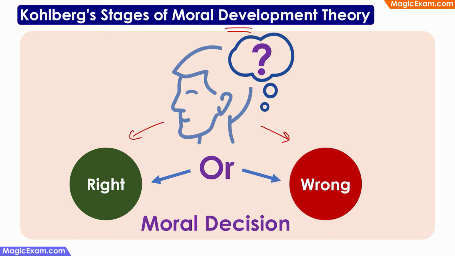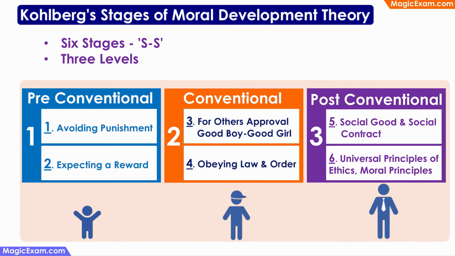So Kohlberg's stages of moral development theory just tries to explain how this process of taking moral decisions evolves over the period of a person's life. Kohlberg divides moral development into 3 levels. The first is pre-conventional, then conventional, and finally post-conventional. And because each of these levels has 2 stages, there are 6 stages in total.